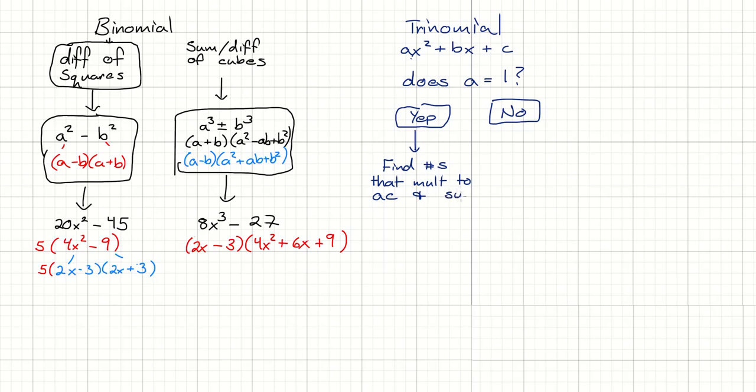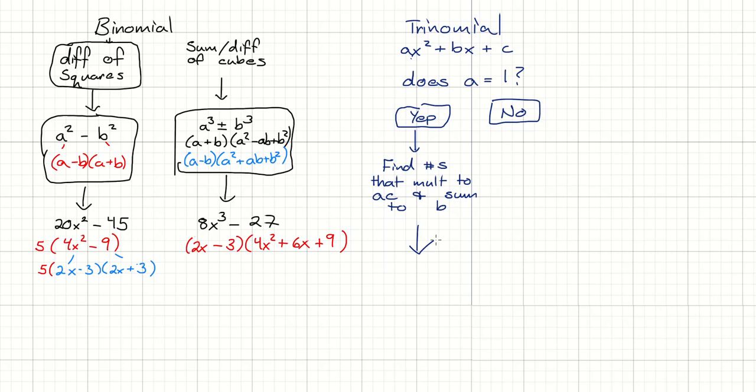and sum to B. And I wish that there were a nice, pretty formula to look at this, but there's not. You need to find two numbers that multiply to be whatever A times C is, but they have to add up to B simultaneously. Both of those things need to be true. So let's do an example of one of these.